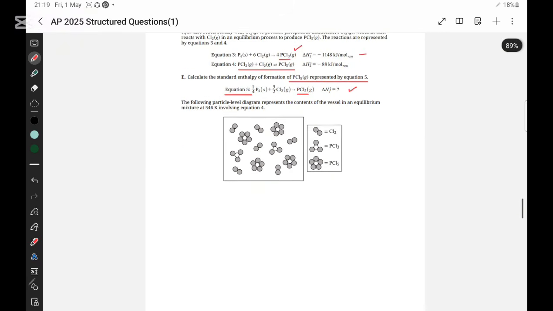So first I am going to write equation 4 here: PCl3 gas plus Cl2 gas forming PCl5 in the gas state.